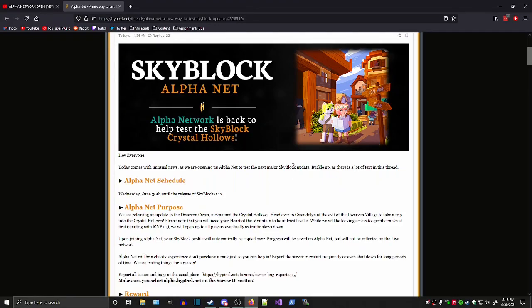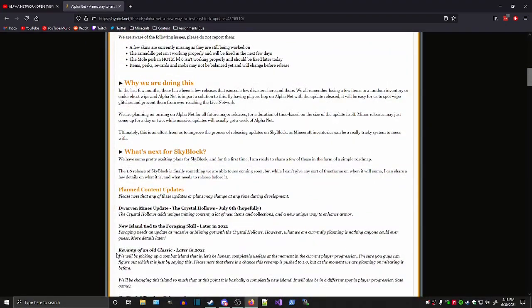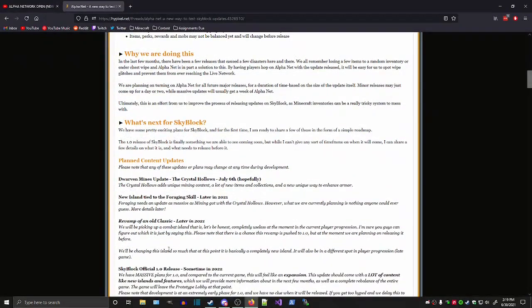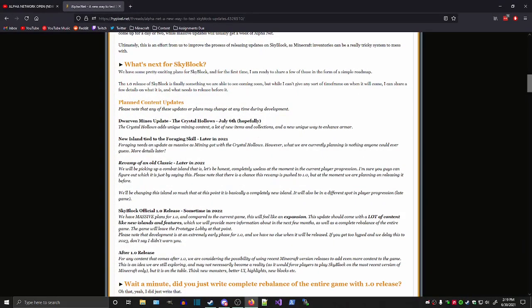Guys, it's happening. The Alpha Net's opening up. MVP++. Of course, I can't get in. Yikes. Turns out there's going to be a Mole perk and an Armadillo pet. Okay, that's interesting. And they were talking about new Hypixel Mountain levels, so that's pretty cool. And yeah, they're planning on a 1.0 update. Oof. 2022, they're planning it.